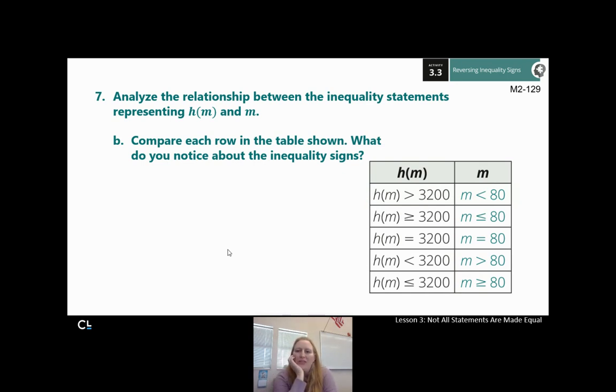So now that we have all of these, and they're beautiful, they're lovely, you did a great job, just take a quick comparison. Compare each row to the table. What do you notice about the inequality signs? I think I kind of already gave it away, but what do you notice about the inequality signs? Hit pause, write it down, hit play when you're ready to keep the discussion going.